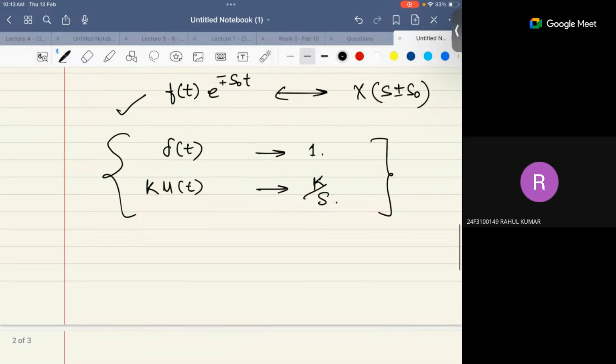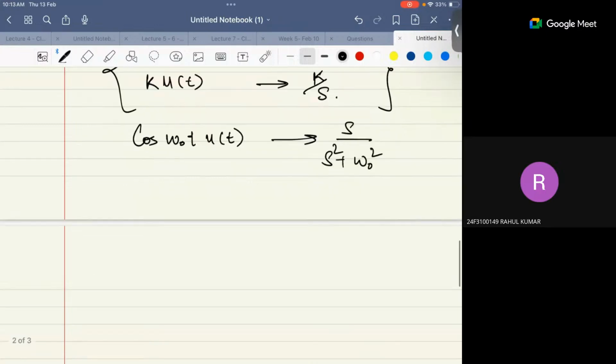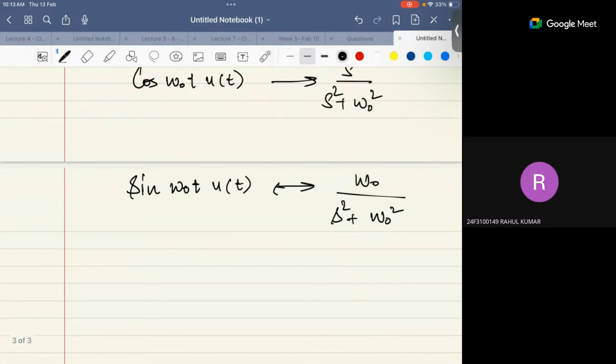Okay, this is how you convert from an electric circuit. And for cos also you already know that for cos omega t u(t), the Laplace is s upon s square plus omega naught square, and for sine also you know it is omega naught upon s square plus omega naught square. I hope this much we are done.